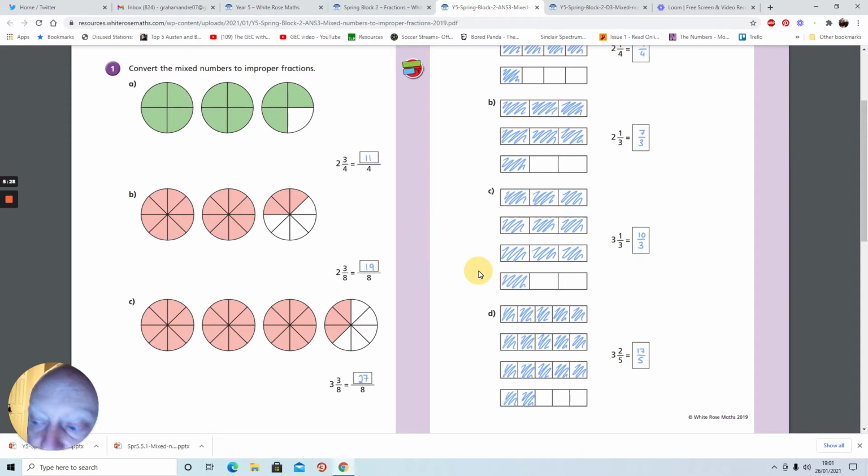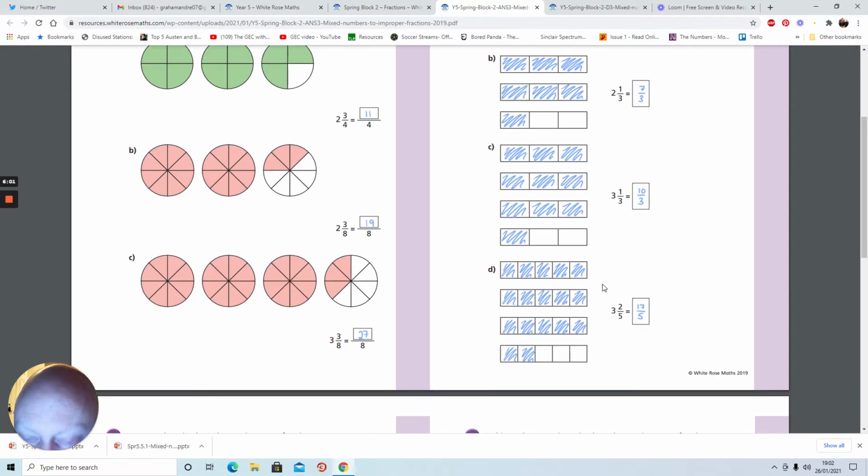So now what we can do is count all our shaded parts to give us the answer. So 1, 2, 3, 4, 5, 6, 7, 8, 9, 10. So the answer is 10/3. So 3 1/3 is the same as 10/3. And we could also say, what's 3 times 3? It's 9. Add 1 more is 10. Same up here. What's 2 times 3? 6. Add 1 more, 7.